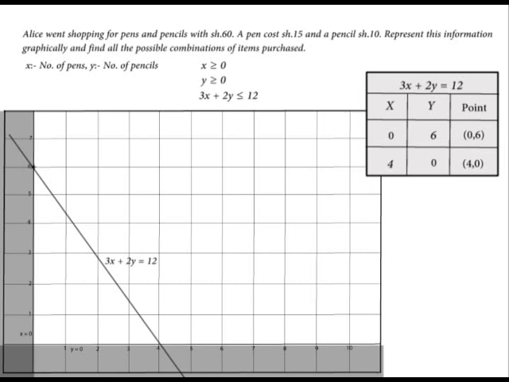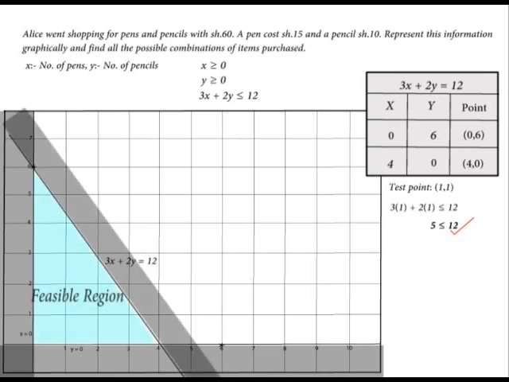We take any point and test if it satisfies the inequality. We take (1, 1) and substitute that in the inequality. 3 times 1 plus 2 times 1 must be less than or equal to 12. 3 plus 2 is 5, and 5 is less than or equal to 12, which is true. So we shade the side of the point (1, 1).